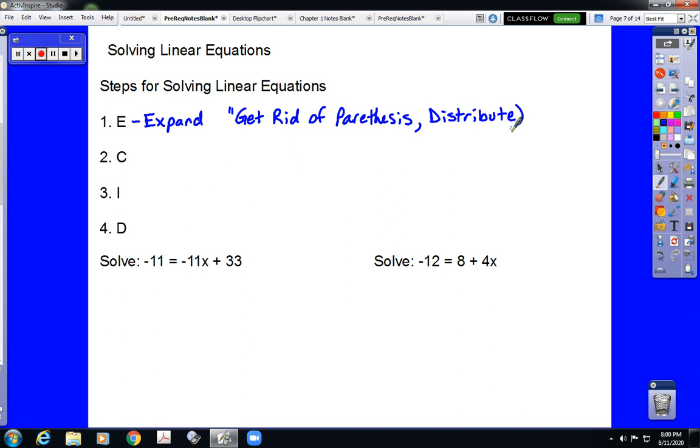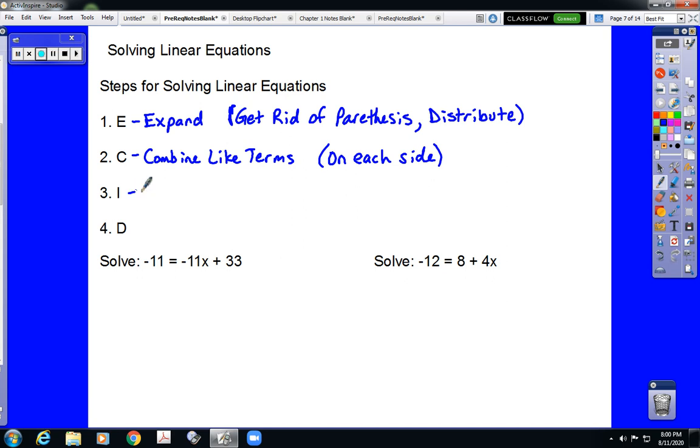Okay? Secondly is C, which stands for combine like terms. Remember that means on each side of the equation. So we'll combine the like terms on the left side and combine the like terms on the right side.